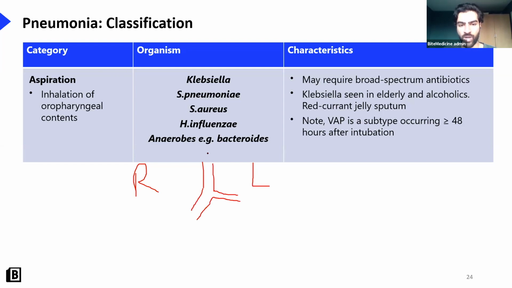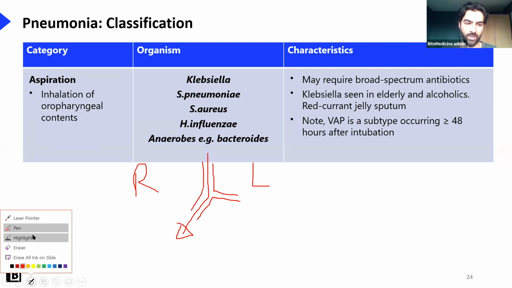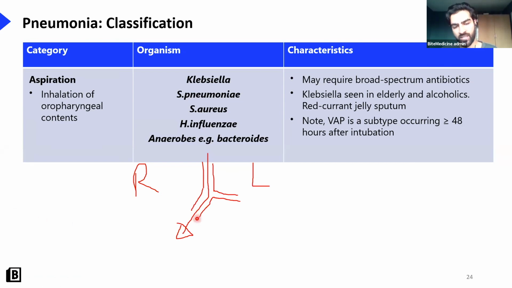So anything that you aspirate is most likely to enter the right and go to the lower lobe, okay? So it's just to do with the angling of the bronchus. And that's why you most typically see these in the right lower lobe. But of course, it doesn't mean it can happen anywhere in the lungs, just most commonly the right lower lobe.